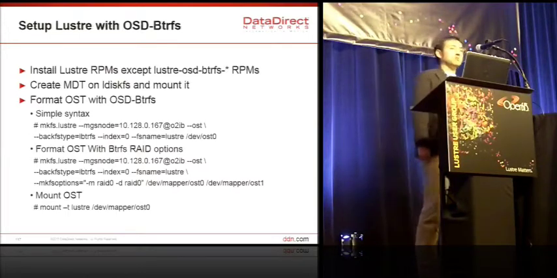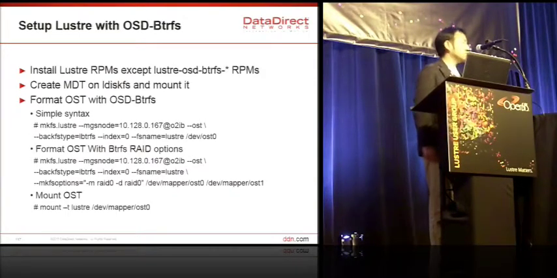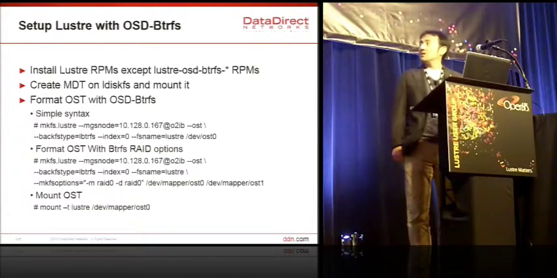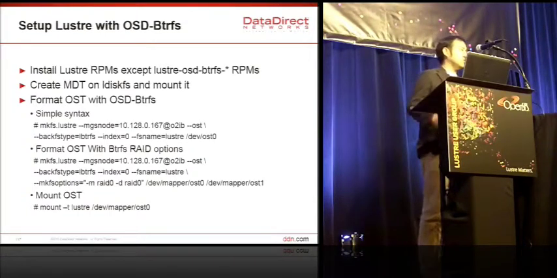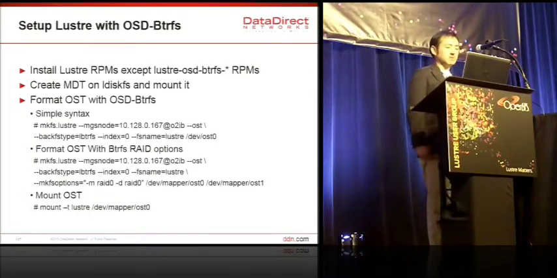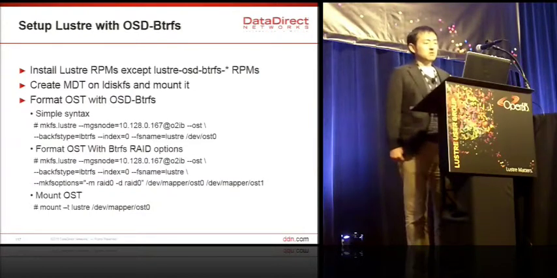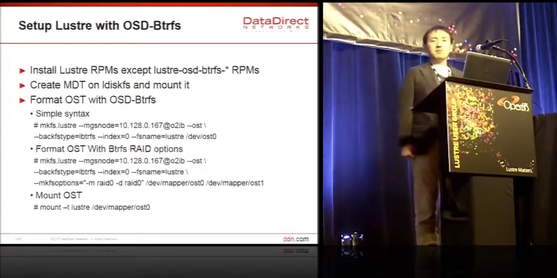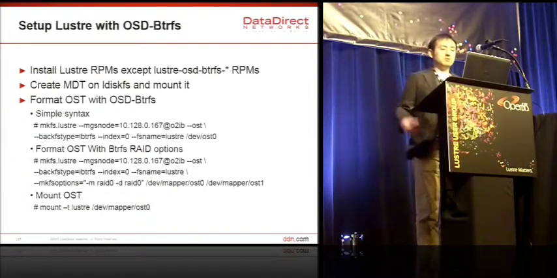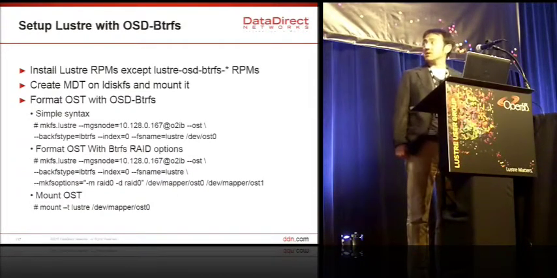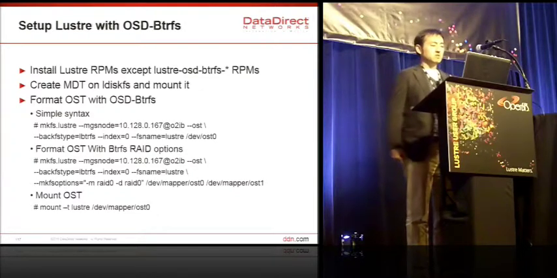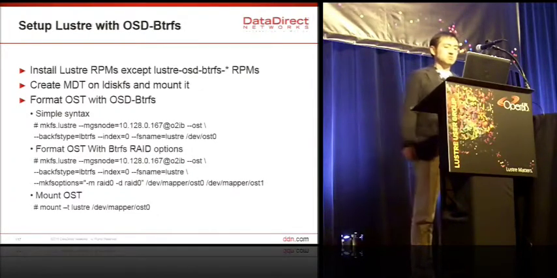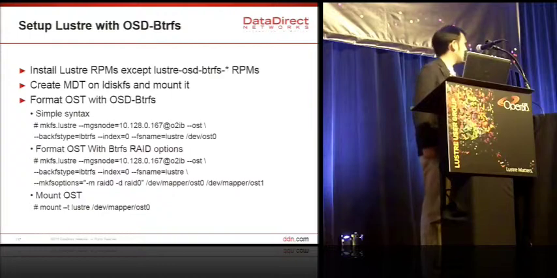So how do we make an OSD using Btrfs? The procedure to install Lustre is 99% the same. We just need to install the Lustre RPM packages, plus the new Btrfs RPM packages, because we have a new backend file system. So you need to install two additional RPM packages.